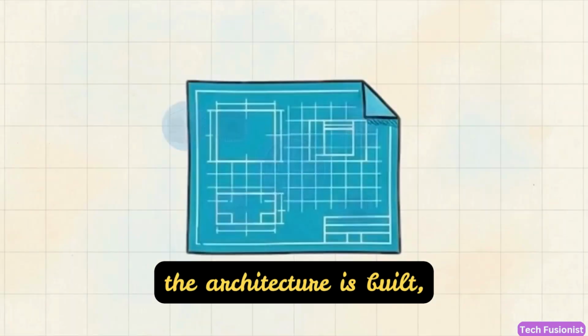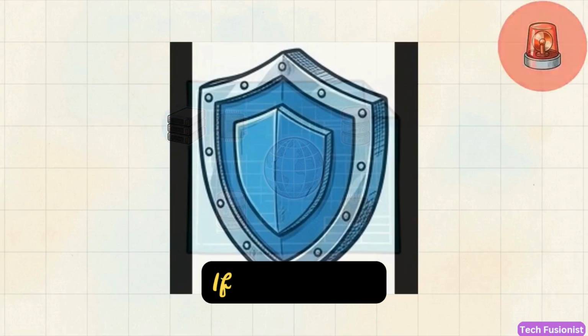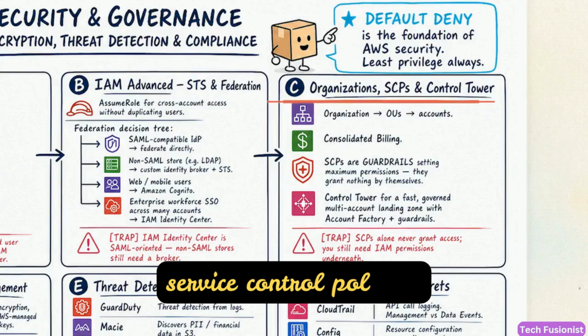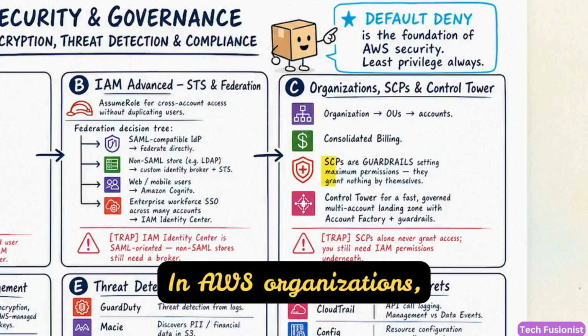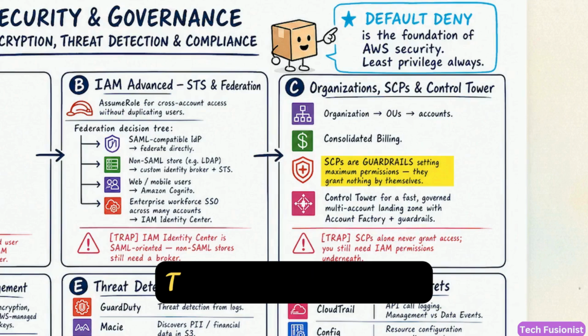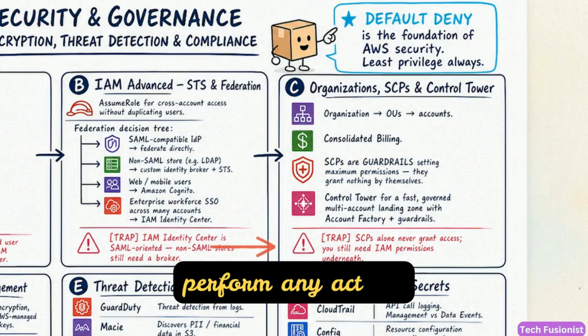Once the architecture is built, you have to govern the accounts that access it and prepare the environment for catastrophic failures. Looking at Section C, we see a common misunderstanding regarding service control policies. In AWS Organizations, SCPs act strictly as guardrails to set maximum allowable permissions. They never grant access on their own. Users still need separate IAM policies to perform any action.